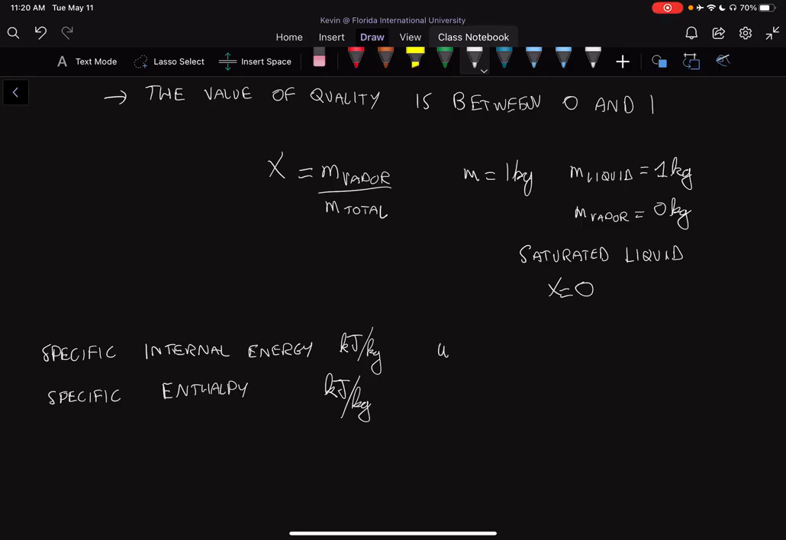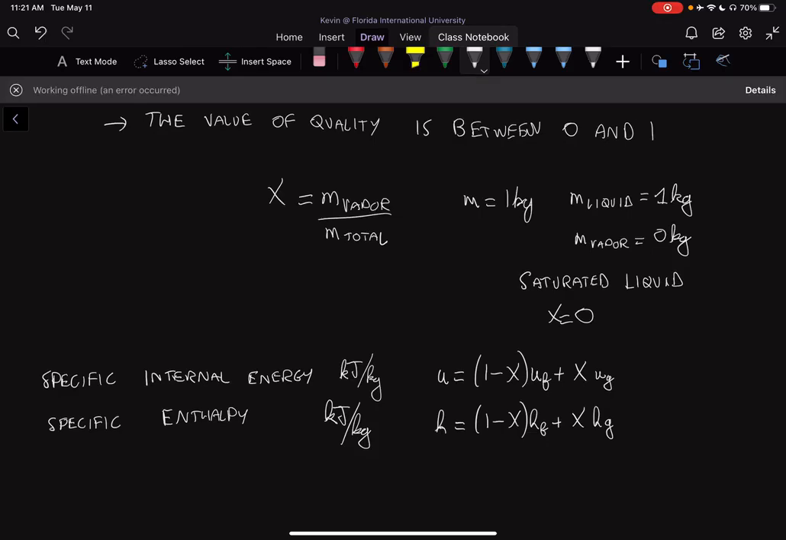So the same equations apply. u is specific internal energy, a little u. u is equal to (1 minus x) times uf plus x ug. And same thing for h, which is our specific enthalpy: h is equal to (1 minus x) times hf plus x hg. So you can treat enthalpy and internal energy in the same way in terms of finding their values within the saturated mixture region.